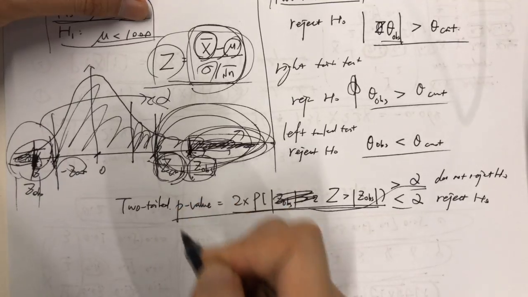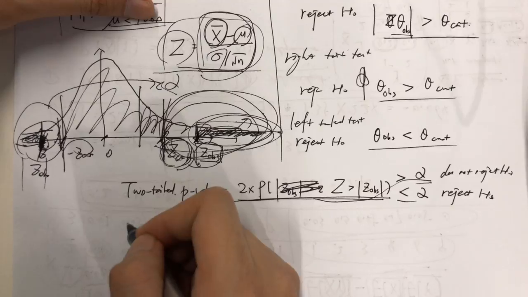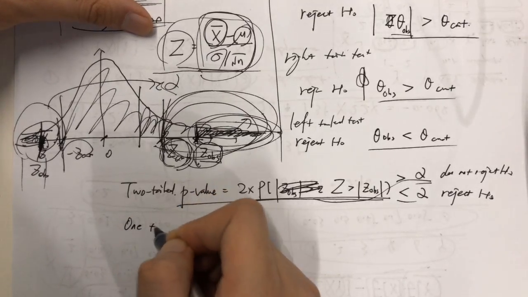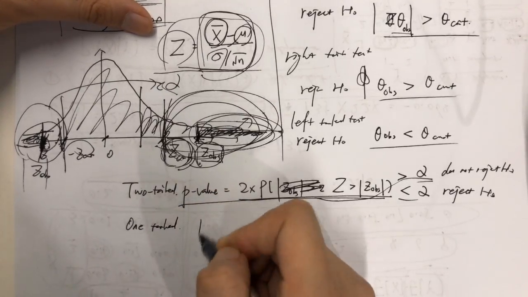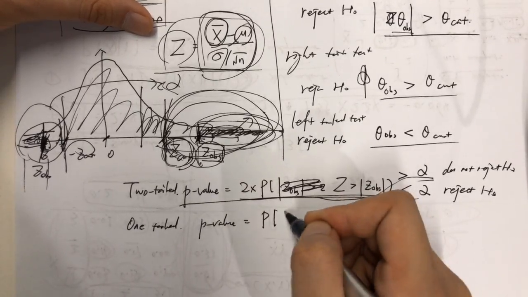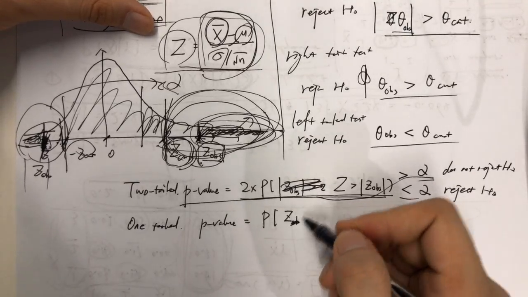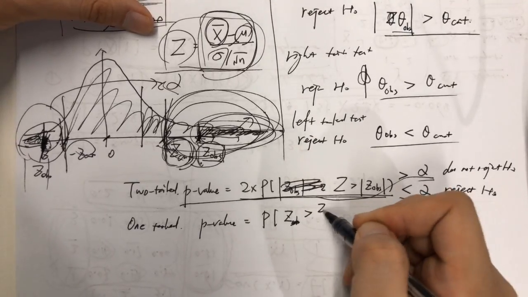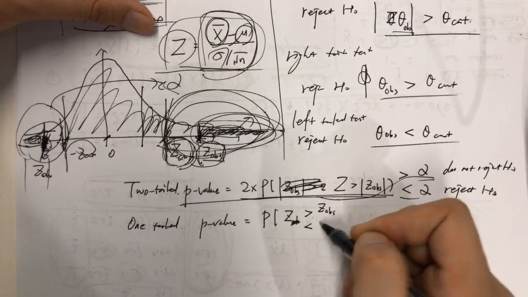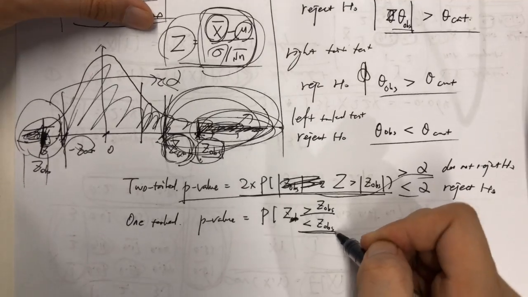Two-tailed p-value. And if it is a right tail or left tail, things become much easier. So if it is a one-tailed p-value, this p-value can either equal the probability of a normal random variable being greater than the observed value or less than the observed value. It depends on if it is right tail or left tail, right?